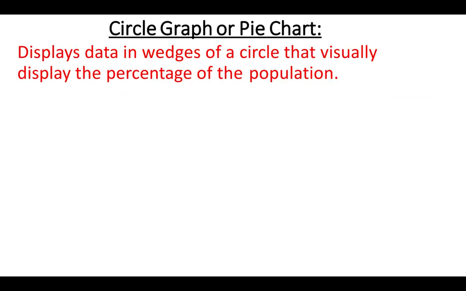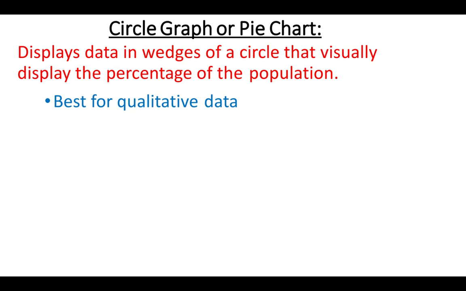So first one we'll talk about here is the circle graph or pie chart. That's going to display our data in wedges of a circle. And this is a good visual representation of the percentage of the population. So if I took a survey, I said favorite type of pizza, I had pepperoni, cheese, veggie, meat, whatever. And I took a survey, found the percentage that preferred each category. That would go well into a circle graph.